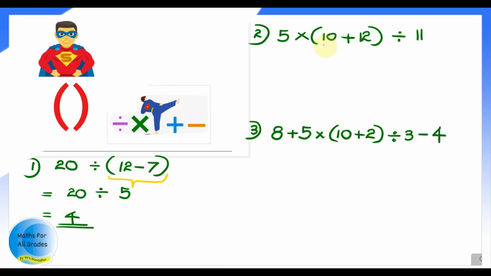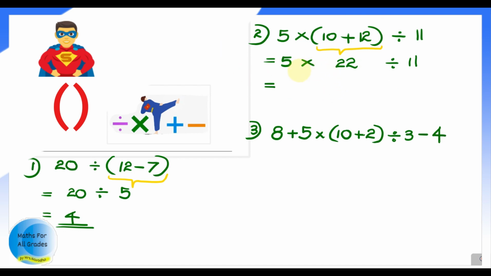Question number 2. We go for the brackets first. That means add 10 and 12 first. 10 plus 12 equals 22. Now let's write down the other parts as it is. 5 times 22 divided by 11. Also notice there's no need to put brackets here again. Once you've done the calculation, the brackets are not necessary.